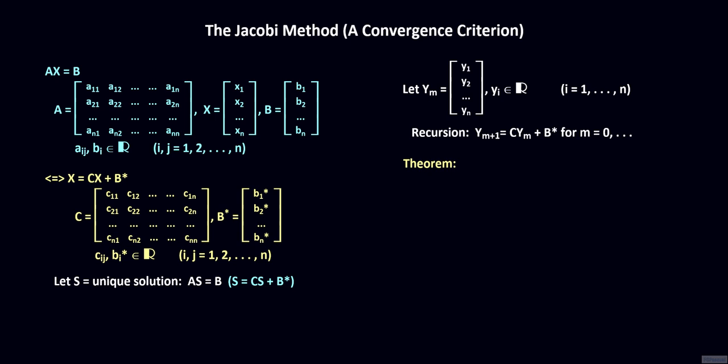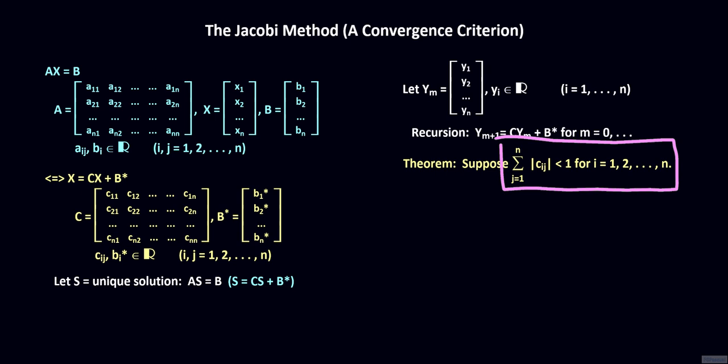We will prove the following convergence criterion for the Jacobi method. Suppose that for every row i of C, the sum of the absolute values of all the entries C sub ij is less than 1. This condition on the matrix C can occur when the matrix A is a strictly diagonally dominant matrix. Then the sequence of estimates Y sub m will converge to the solution vector S as m tends to infinity.